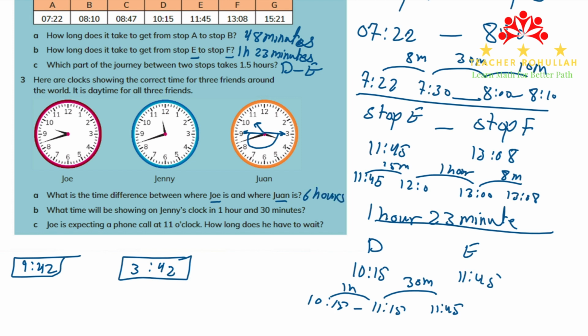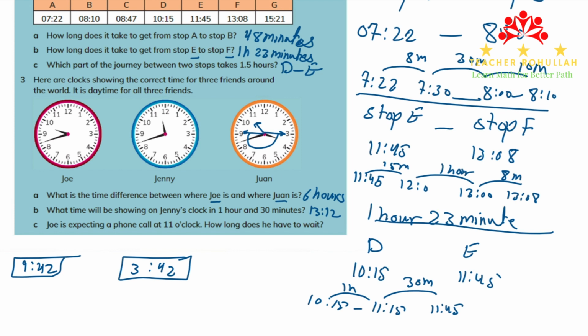Part B says, what time will be showing on Jenny's clock in 1 hour and 30 minutes? Now the time on Jenny's clock is 11:42. After 1 hour, it will be 12:42. So another 30 minutes will be 12:52, 1:02, and 1:12. The time will be 13:12, or we can say 1:12.